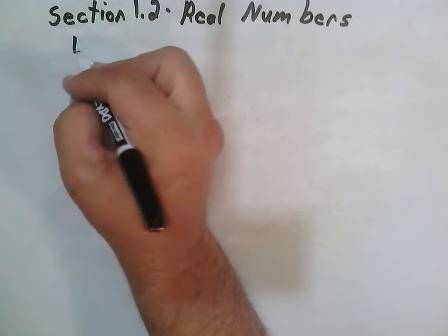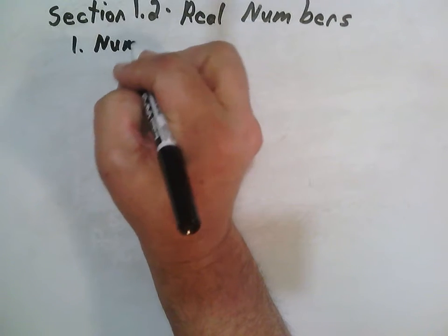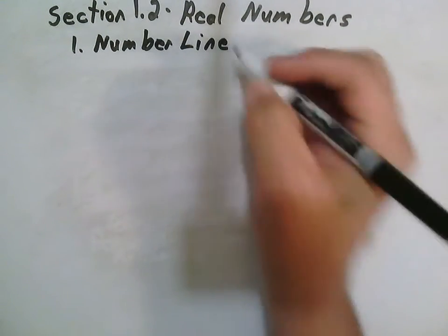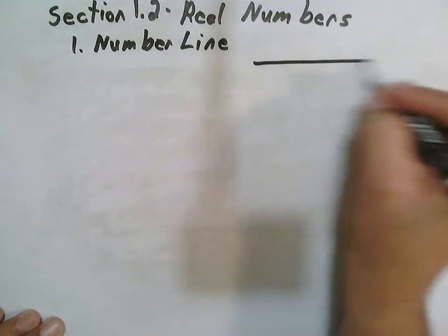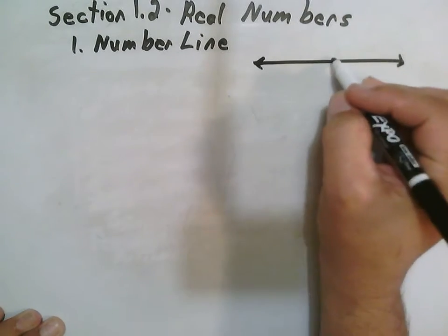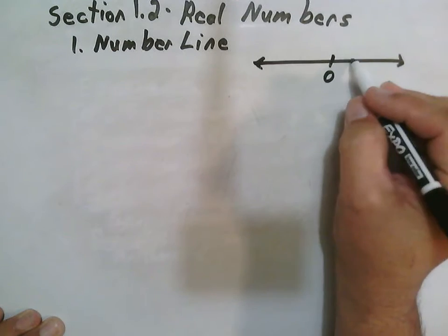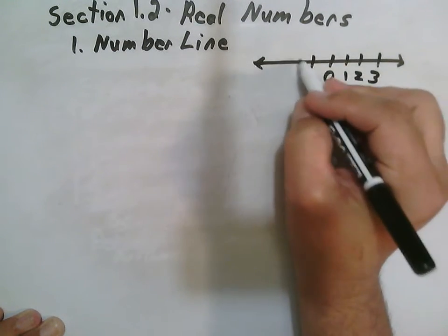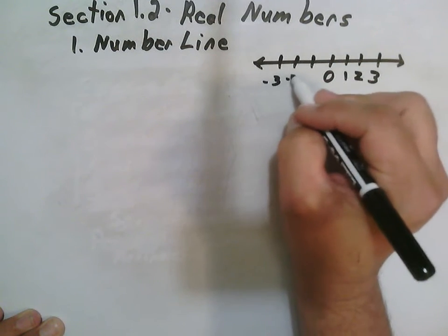So the first thing that we're going to cover, and everybody should be somewhat familiar with this, is the number line. And with the number line, it's just drawn out generally with a 0 represented in the middle. Every number to the right would be a positive number. Every number to the left would be a negative number.